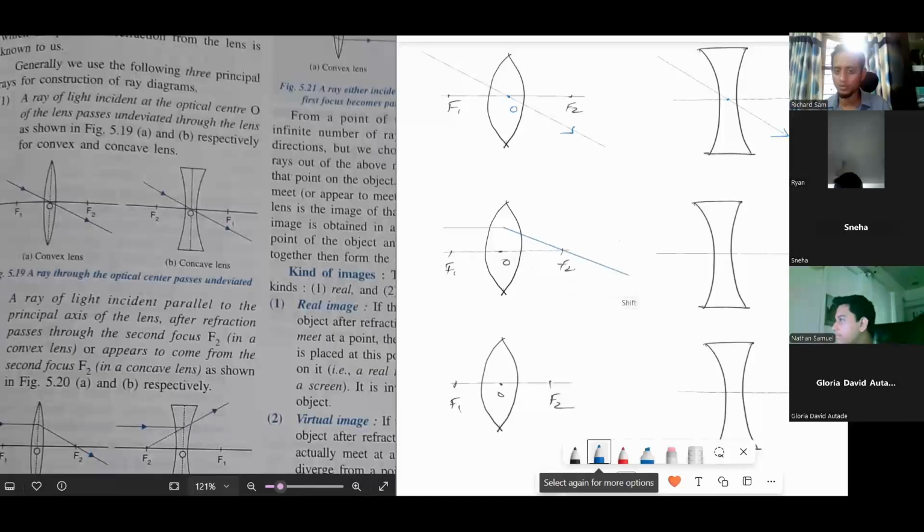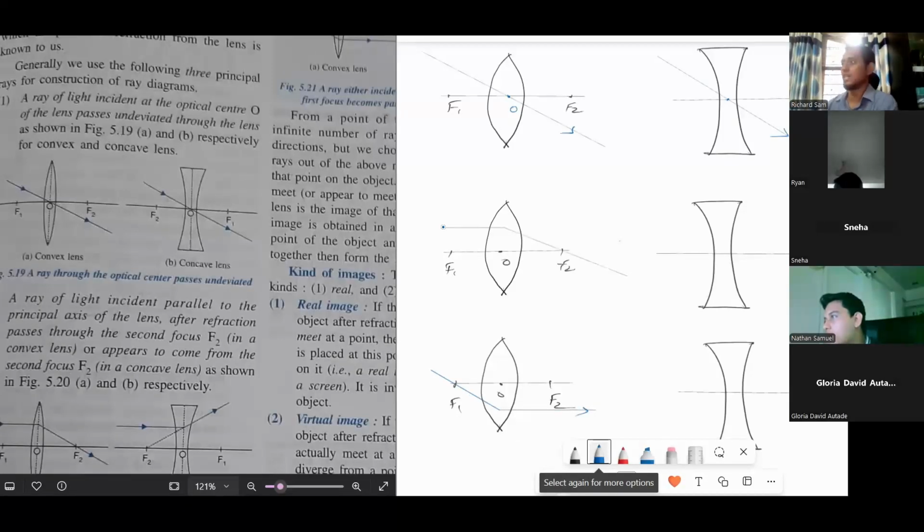It will go through F2. Remember, we saw this diagram also yesterday. So this is just mentioned as a law. The third one is if a ray of light is passing through F1, then what's going to happen to this ray? It will go parallel to the principal axis.